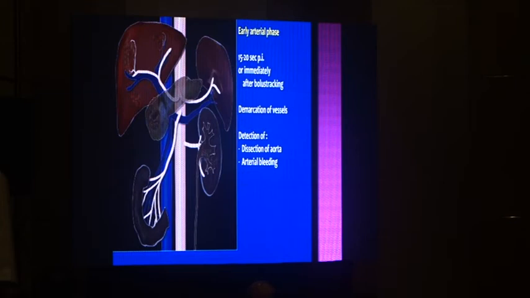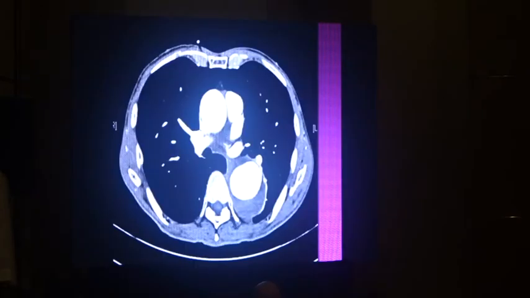Three days back, one gynecologist died because of a dissection of the aorta in Bhopal. We were not able to detect it with ultrasound, and it was diagnosed with CT abdomen. This is a transverse or axial scan of the abdomen showing the arterial phase.